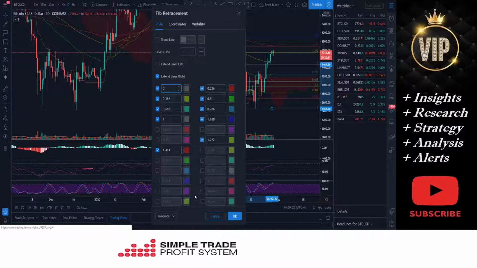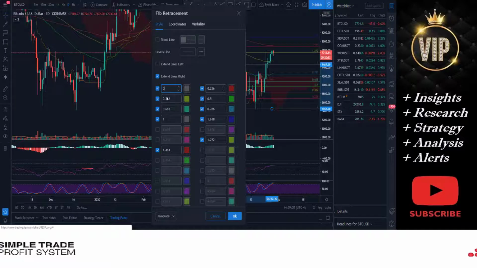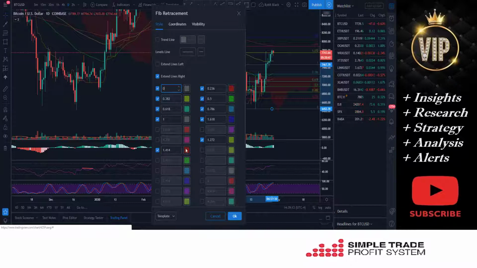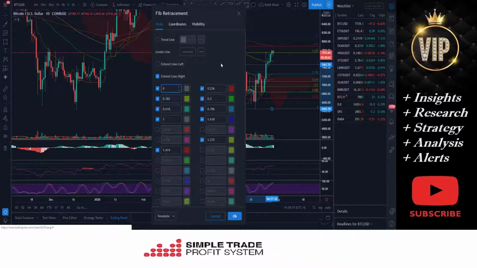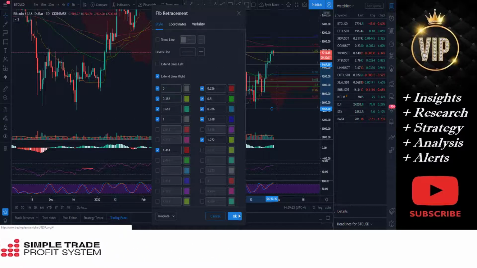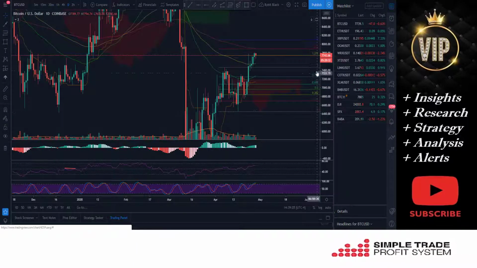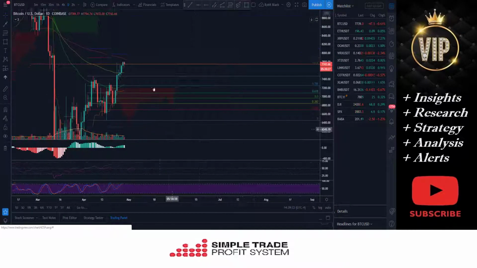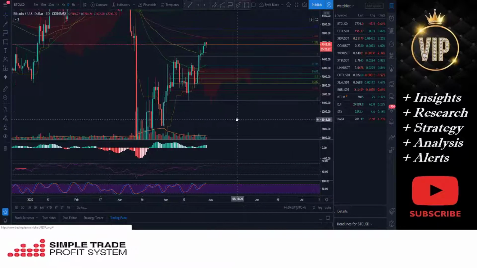I remove some of these other ones off. I keep the 0, 236, 382, 5, 618, 786, and the 1. And then from there, I have the 1.272, the 1.414, and the 1.618. I have extend lines right. So that means no matter how far I go, they'll always be extended. And I like that because it keeps these prices right here on the side of my screen. No matter how far I go, left or right, they're always going to be right there. So I extend them right.